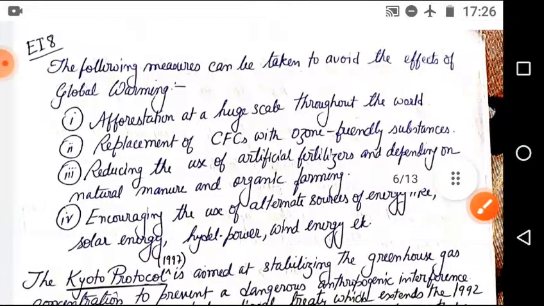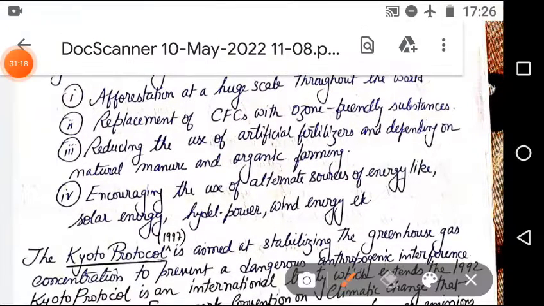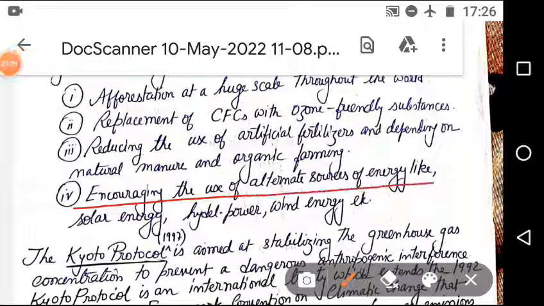Next, encouraging the use of alternate source of energy like solar energy, hydel power plant, and wind energy. So we have to depend not only on fossil fuel energy, but it's better to use alternate source of energy like solar energy, hydel power plant, wind energy, etc.